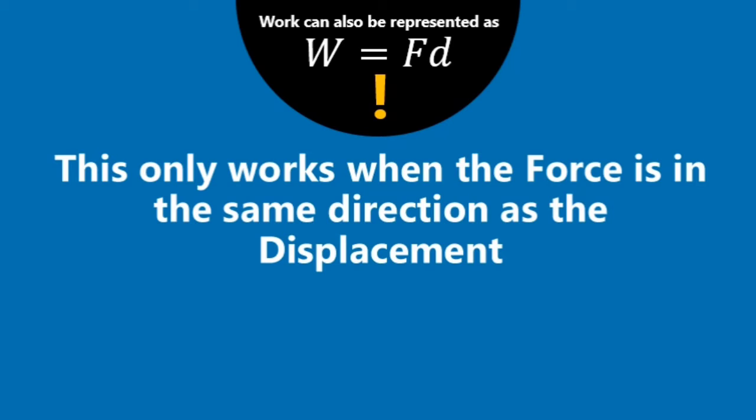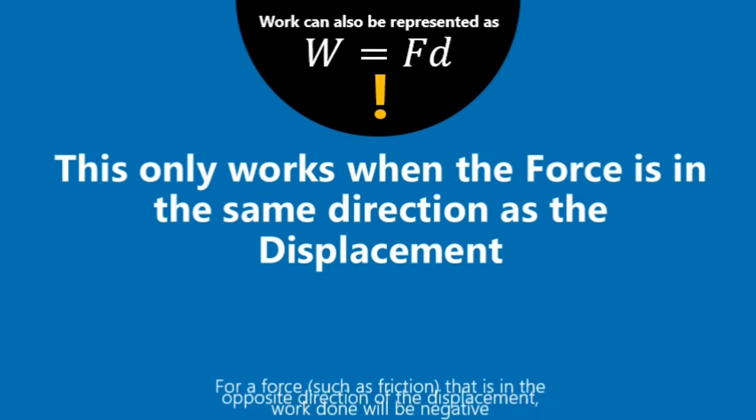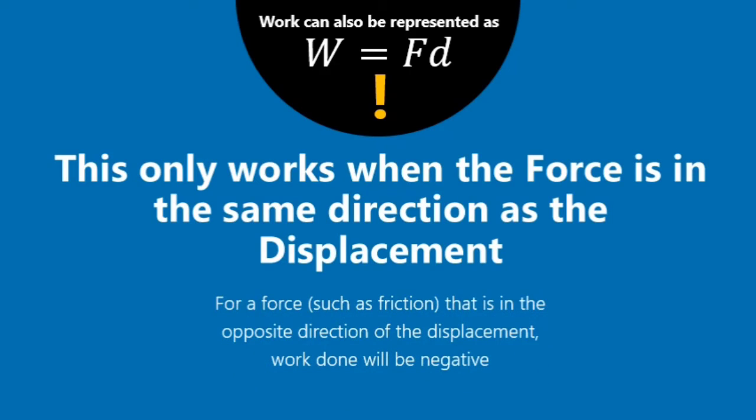Now when I say same direction, that means that work is done if my force is being applied to the right and my distance is either left or right. If they're in opposite directions, such as friction, then the work done will be negative. But if my force is going up and my displacement is going to the right, then that force is not doing work.